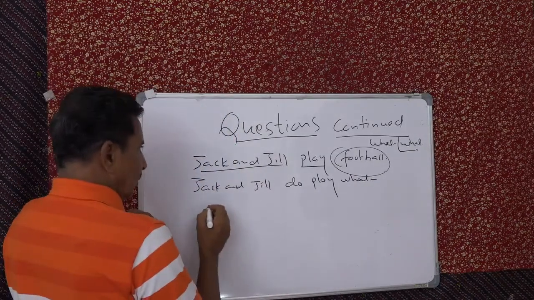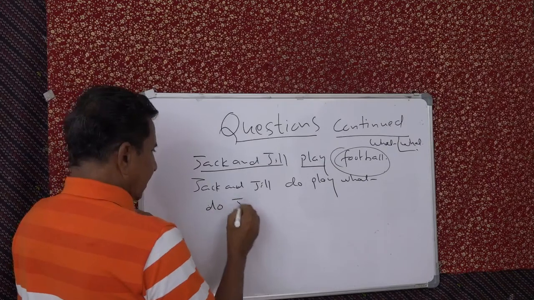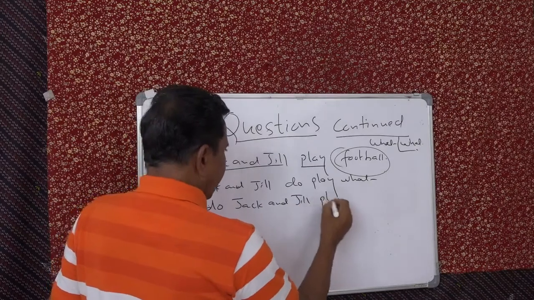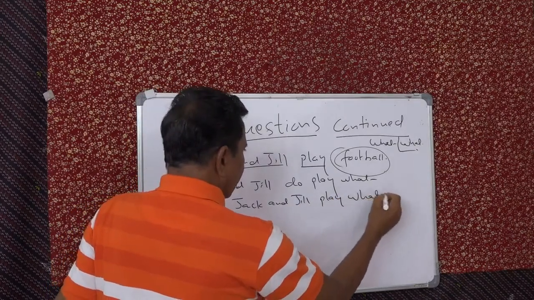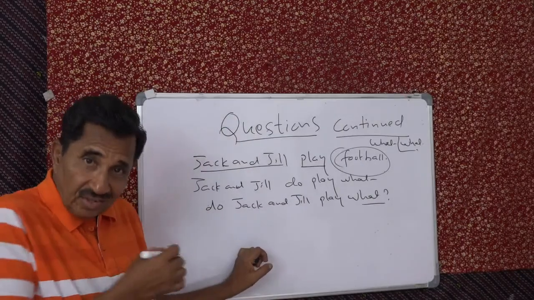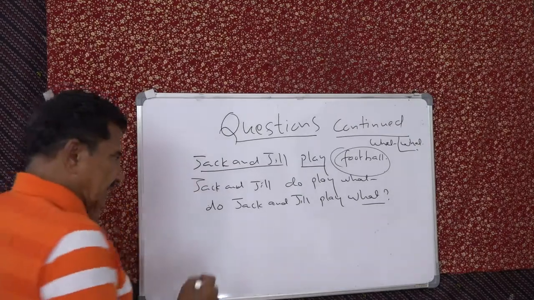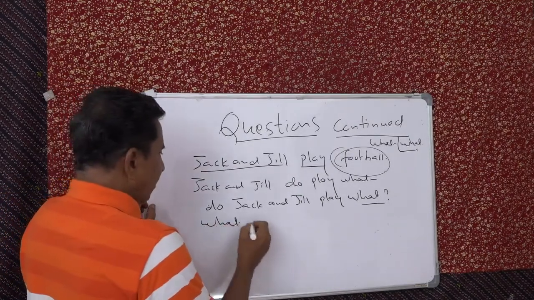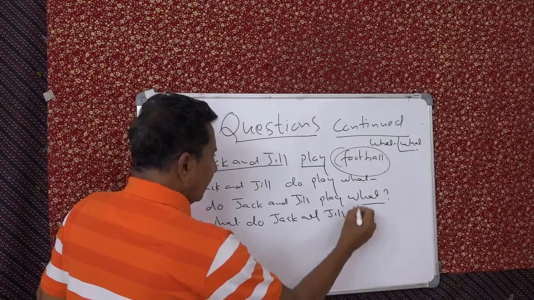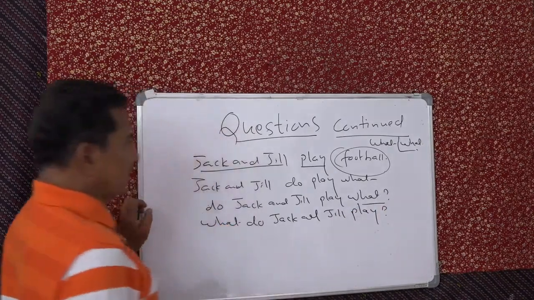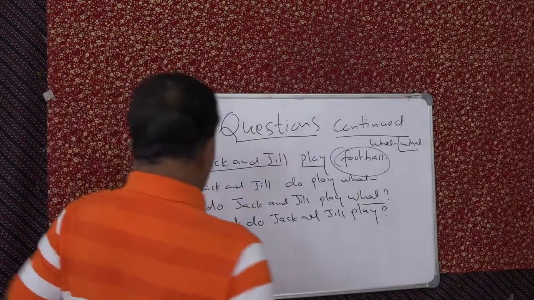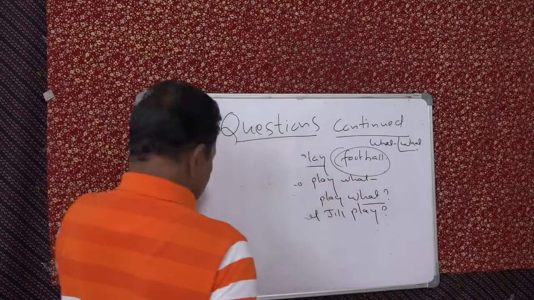Next, do Jack and Jill play what? So the question word has to be brought where? The front of the sentence, or the beginning of the sentence. So what do Jack and Jill play? Question. The answer is football. You get it? Yes. Now let's look at another sentence.